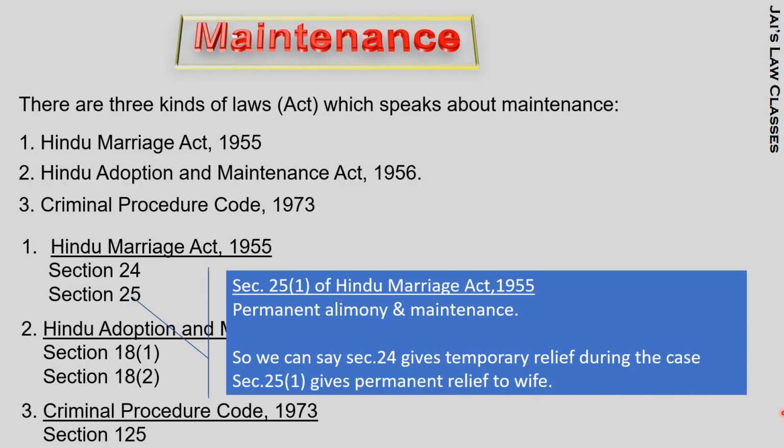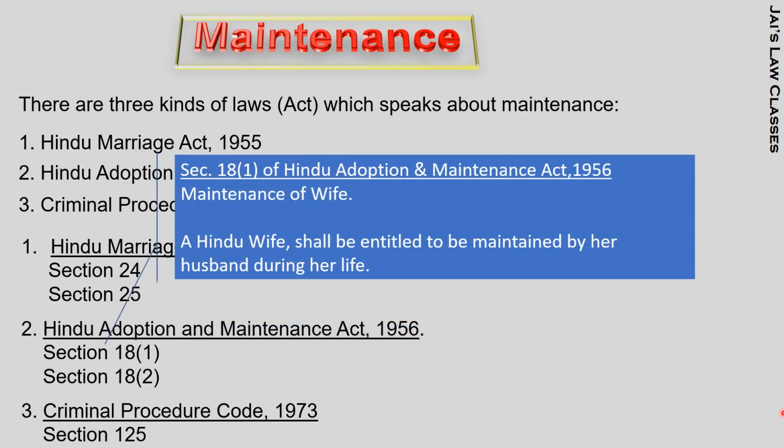to the wife. Now let's see what the Hindu Adoption and Maintenance Act has to say regarding maintenance. Subsection 1 of section 18 deals with maintenance of wife. It says that a Hindu wife shall be entitled to be maintained by her husband during her life. It's amazing. A man before getting married promises the lady that I will take care of you throughout your life. Well, all the ladies, you need to remind that fellow that, hey, even if you don't do so, subsection 1 of section 18 of the Hindu Adoption and Maintenance Act 1956 will make you do so.